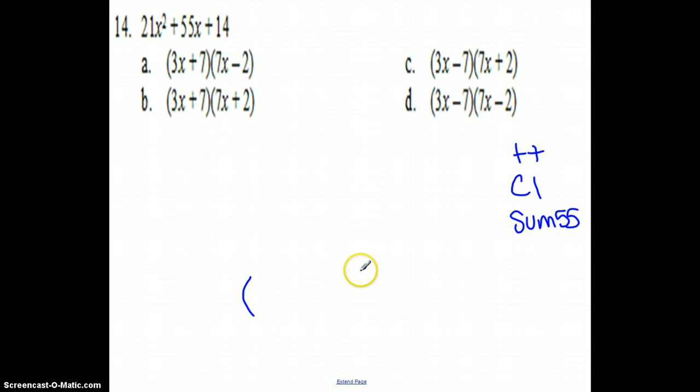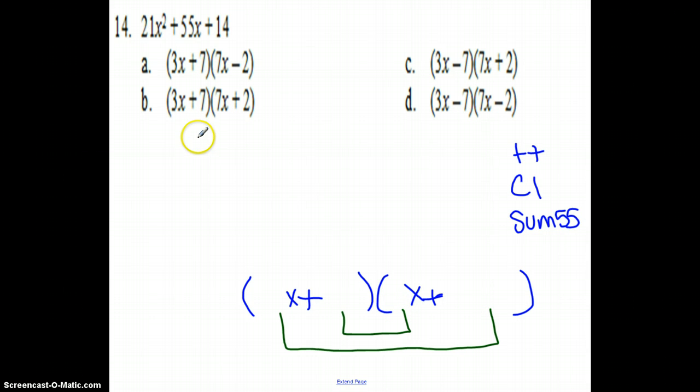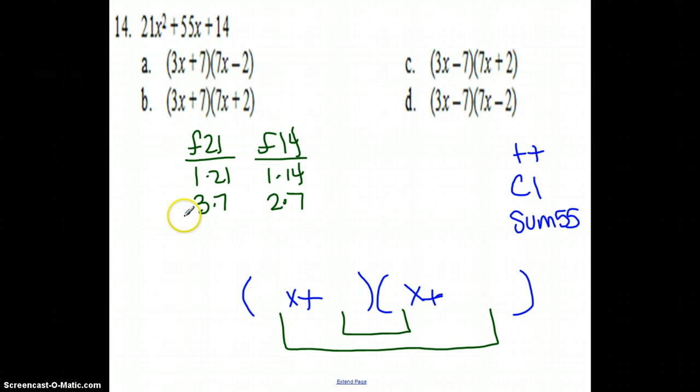If it is case 1, then down here, x plus and x plus. I'm going to add my evil clown because I've got a number in front of x squared that's not 1. I'm going to factor 21, and I'm going to factor 14. So 1 and 21, and 3 and 7, 1 and 14, and 2 and 7.